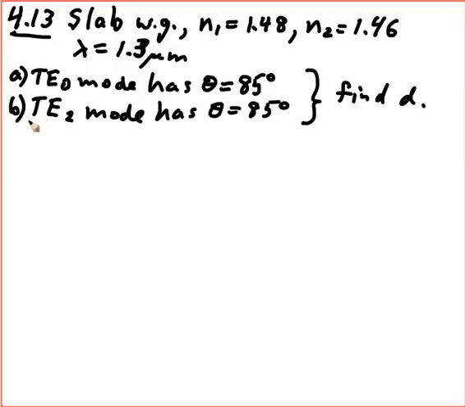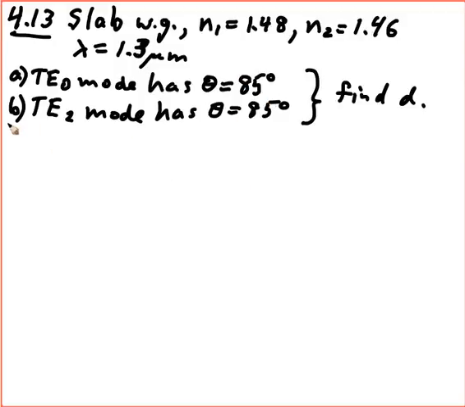And then for parts A and B, we're given that the zigzag angle is 85 degrees. For part A, the zigzag angle is 85 degrees for the TE0 mode, that is the m equals 0 mode. And for part B, the zigzag angle is 85 degrees for the TE2 mode, that is m equals 2. And for both cases, we're supposed to find the waveguide thickness which makes this zigzag angle equal to this value for these modes.